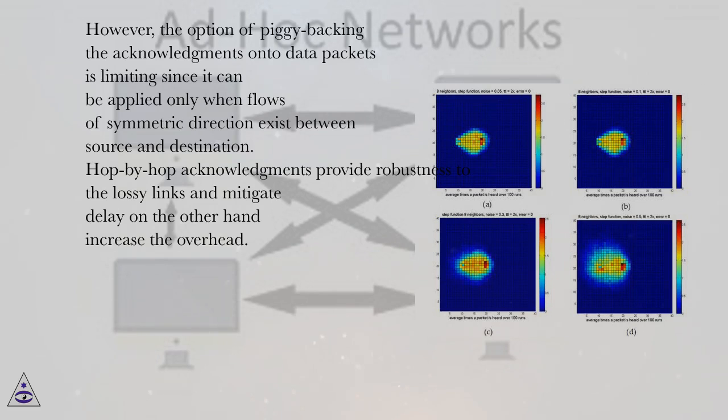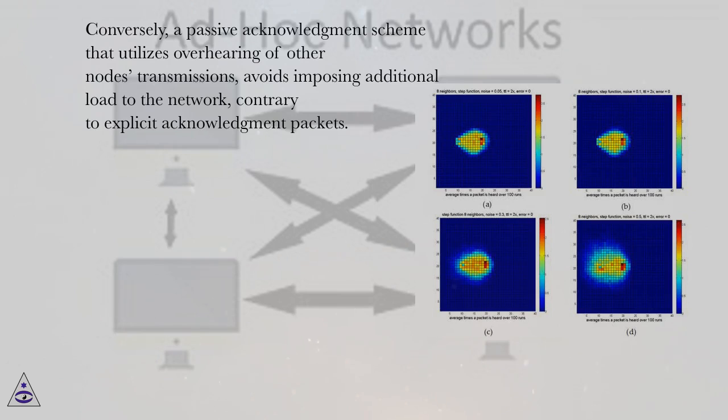Hop-by-hop acknowledgements provide robustness to the lossy links and mitigate delay, but on the other hand increase the overhead. Conversely, a passive acknowledgement scheme that utilizes overhearing of other nodes' transmissions avoids imposing additional load to the network, contrary to explicit acknowledgement packets.